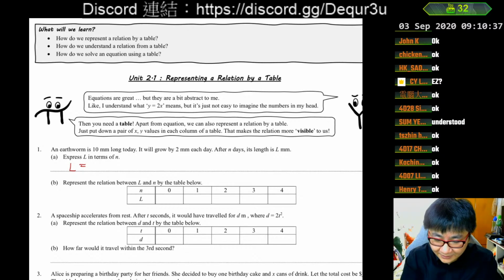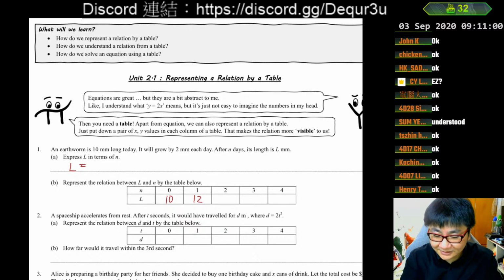To fill the table, n is 0. Then we want to know the length. So n is 0, that means after 0 days. After 0 days, it is still today. Therefore, it is 10 mm. So when n is 0, L is 10. While after 1 day, it grows by 2 mm each day. Therefore, tomorrow it will be 12.